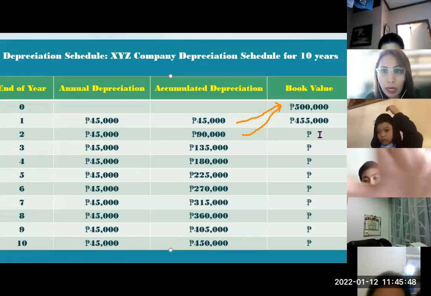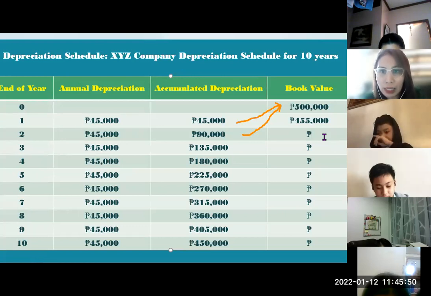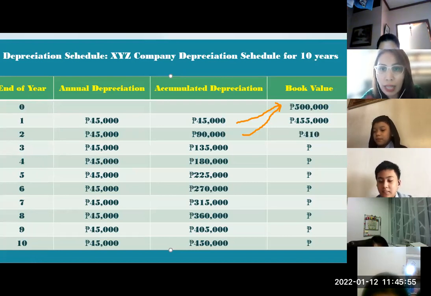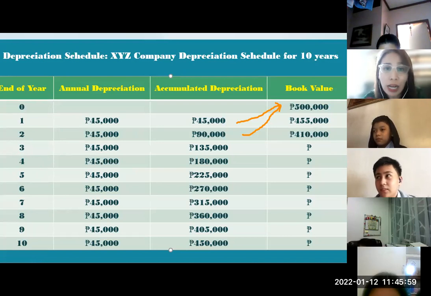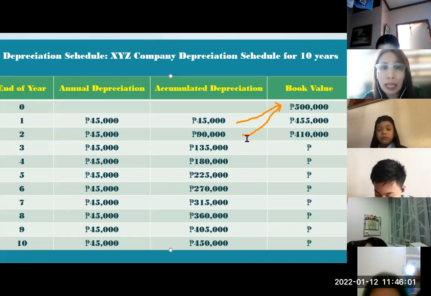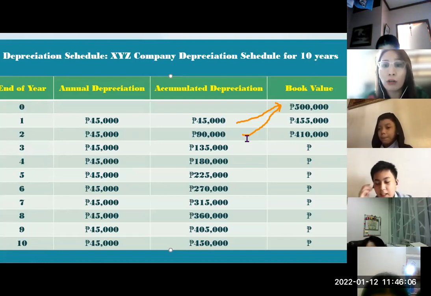410,000. Okay, it's for year 2. Ronald already has an answer. It's 410,000 pesos. Now, how was the 410,000 computed? We just subtract the accumulated depreciation of year 2 from the original cost or original value.